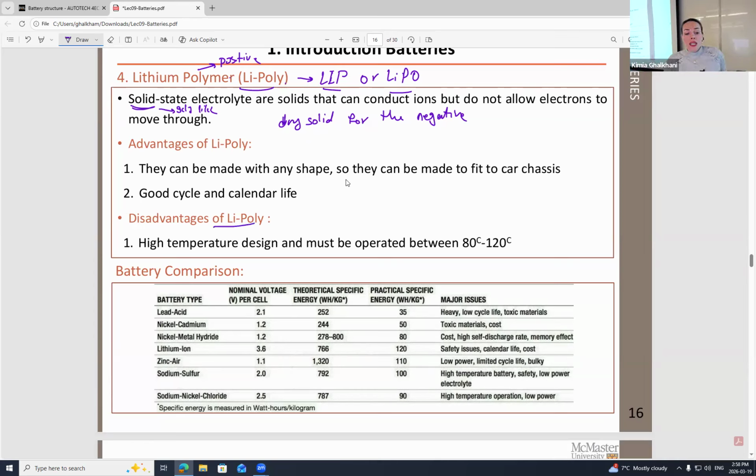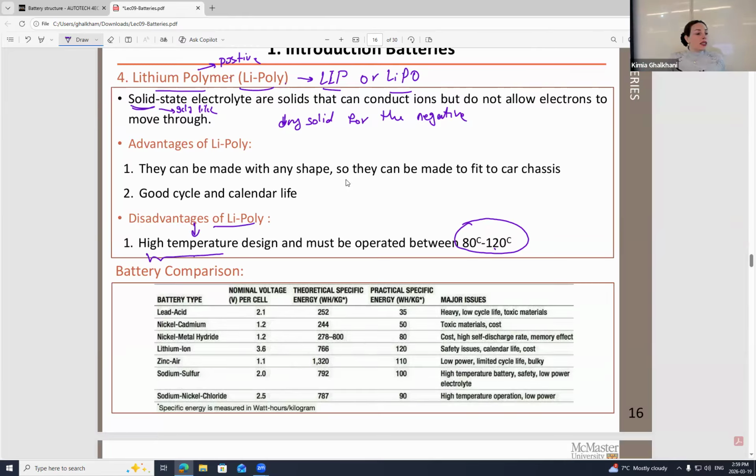But the disadvantage is they have sensitivity to high temperature. It means they do have a range. If you are not maintaining this kind of battery in the range of 80 to 120, their chemical reaction will speed up, and as a result of that sped-up chemical reaction, they are going to have high temperature, and high temperature means lack of safety, which is fire or explosion. That's the disadvantage for lithium polymer. So that's a little bit risky for electric vehicle application.